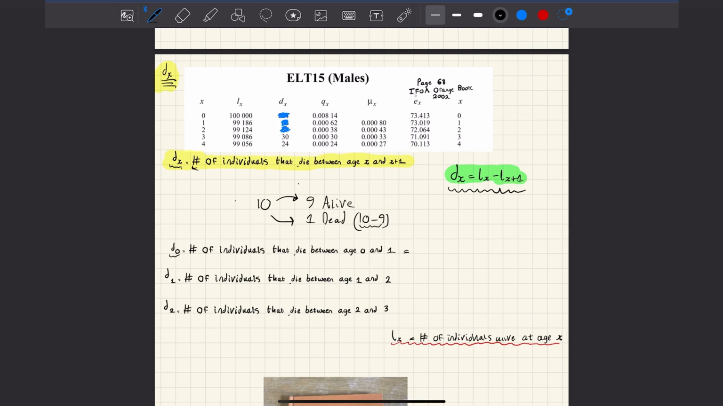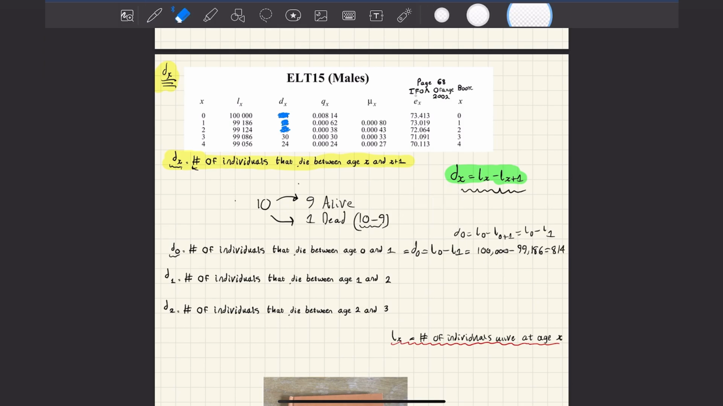So with D0, just like the hospital example where we did 10 minus 9, we're just trying to find the difference in the two counts. If we apply the value of X equals 0 to this formula, we get D0 equals L0 minus L0 plus 1, and L0 plus 1 is just L1. So D0 is L0 minus L1, which is 100,000 minus 99,186. I recommend here that you pause the video and see if you can try and calculate what D1 and D2 are. I'm going to go over how we do this now.